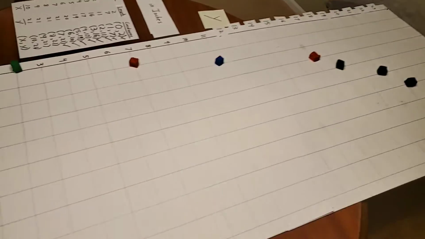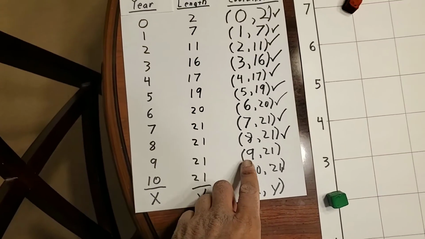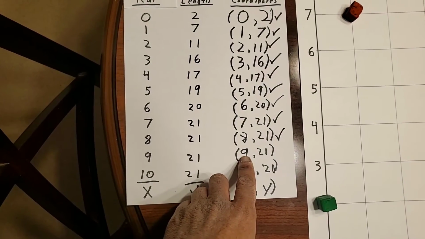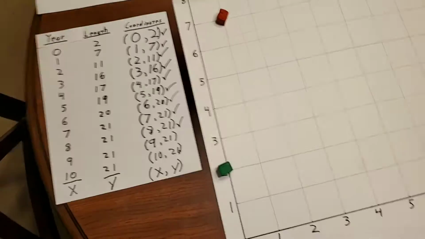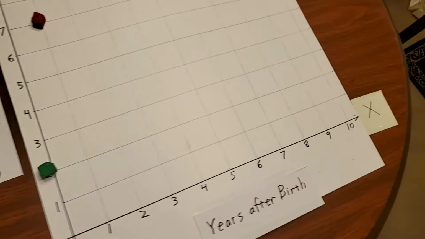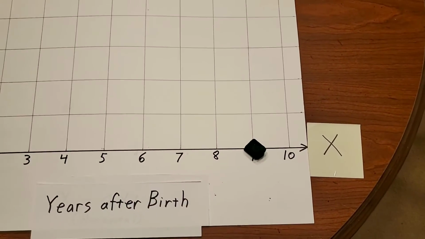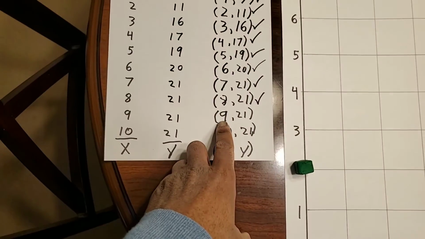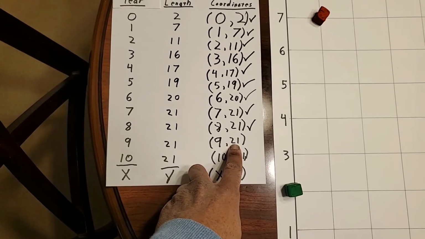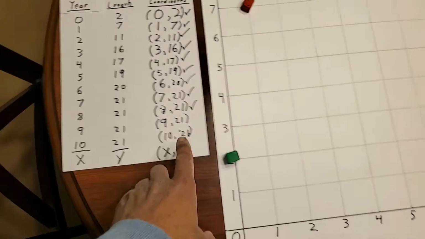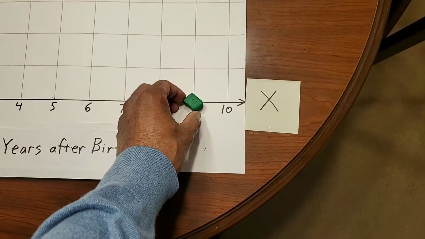Okay, we've got two more. Now we've got to go to year 9. We've got to put year 9 on the plane. Where's the x-axis at? It's on the 9. So let's put one on the 9. And where is the y-axis? How many inches long? It's 21 inches. So we're going to take this one and move it all the way up to what? Move it all the way up to 21.